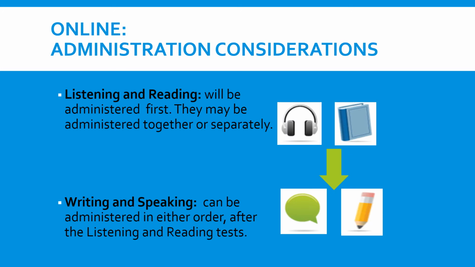Remember that the order of administration on the online test is tied to the staged adaptive nature of the test. Students' performance on the listening then reading tests will determine their placement for speaking and writing. Students will first take the listening test and then the reading test. They may be administered individually or consecutively. Next, students will take writing and speaking. They may also be administered individually or consecutively, and not in mixed domains.